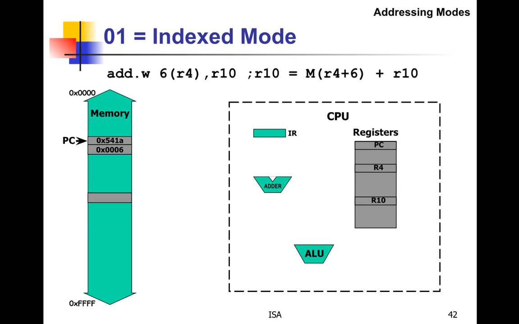0x541A, that's the add.w instruction, but then it also has this 6, the 6 in front of R4, and it has to store that data. So this is really a PC relative thing. In other words, it needs to know that it starts at address 6 and it adds whatever's in register 4 to get the address, the number that it needs to add into register 10. So let's just watch and see how that all goes.